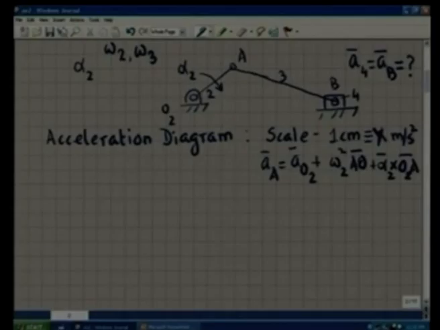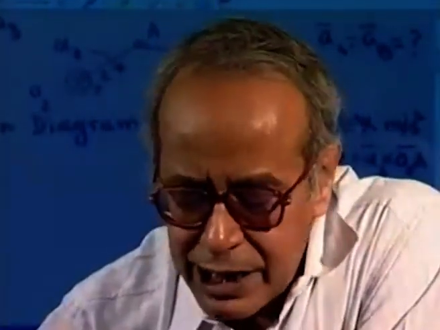Now, in this vector equation, AO2 is 0 because the point O2 is fixed, so it is completely known. Omega 2 has been given, AO is known, so I know this vector completely, both its magnitude and direction. Alpha 2 is given, O2A is known, so this vector also I know both the magnitude and the direction. Whereas AA, I neither know the magnitude nor the direction. So, this vector equation again has 2 unknowns, and because it is only 2 unknowns, I can use this vector equation to draw the vector diagram.